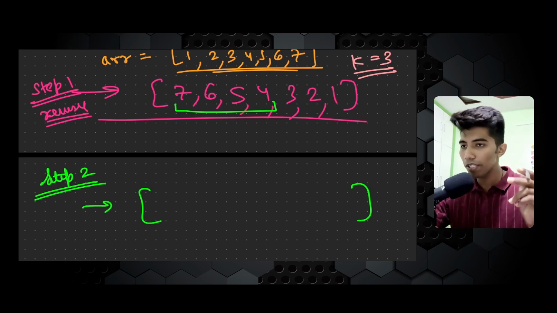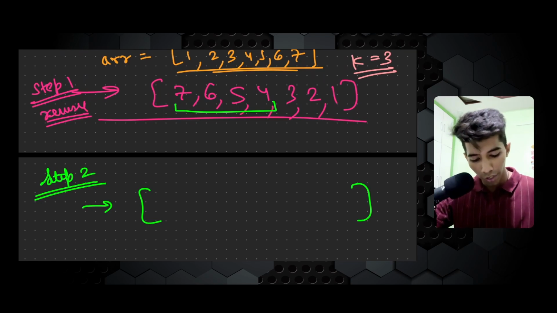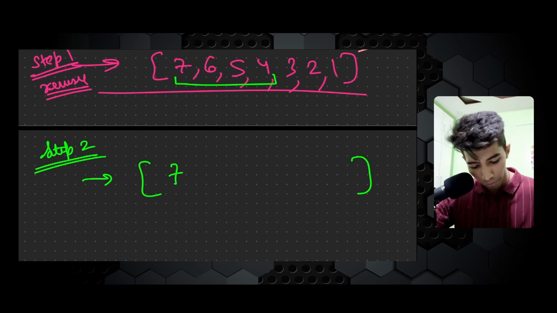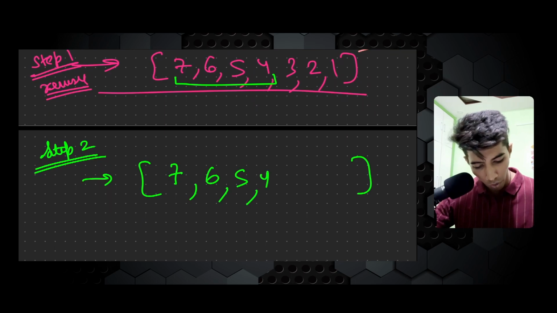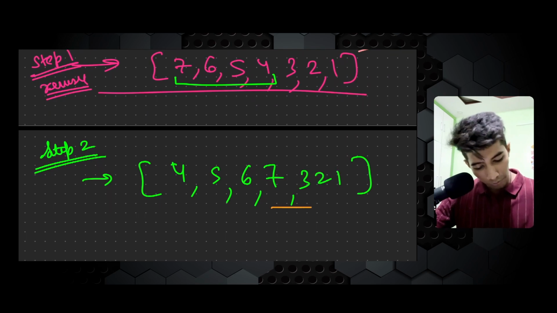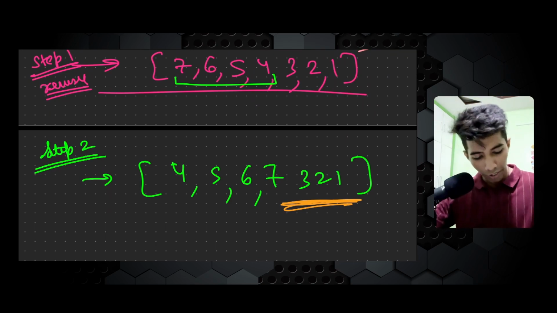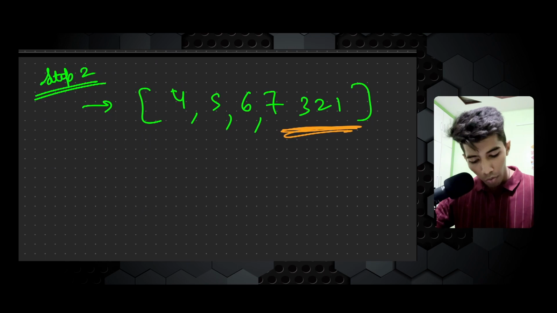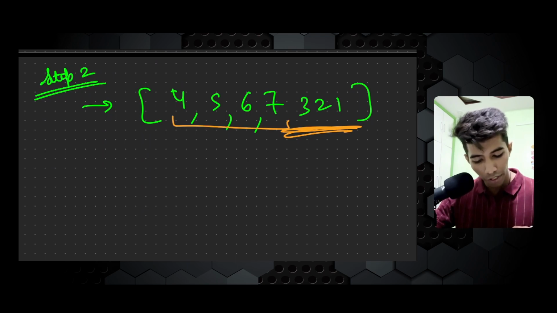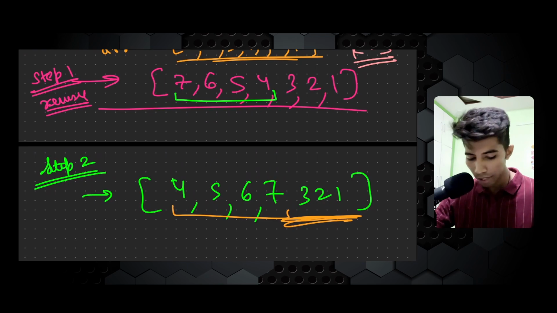So let me see how we can do it. Very simple, we just have to reverse it. When we reverse this, it will become 7 6 5 4. Then when we reverse, in the reversed part it will look like 4 5 6 and 7. Remain this as it is, no problem. Now till here we have done the reversal.